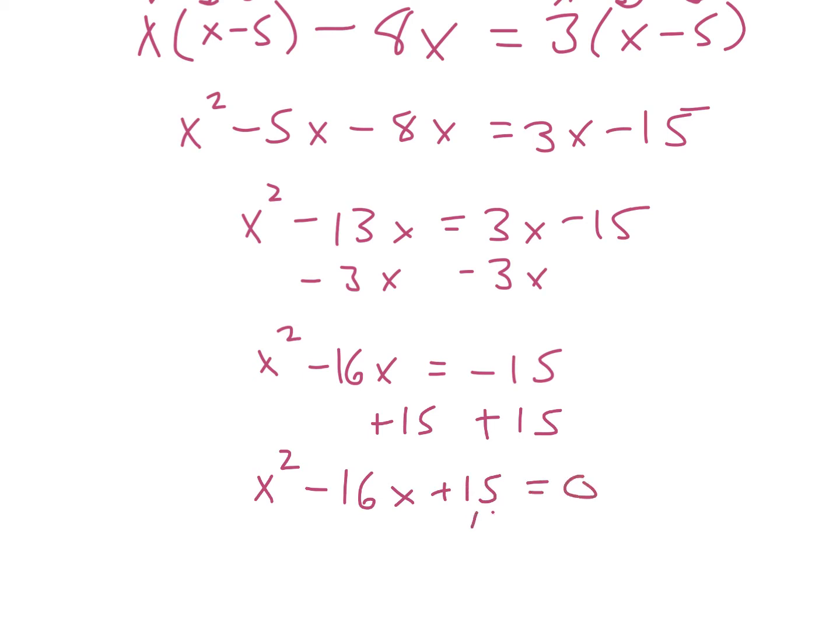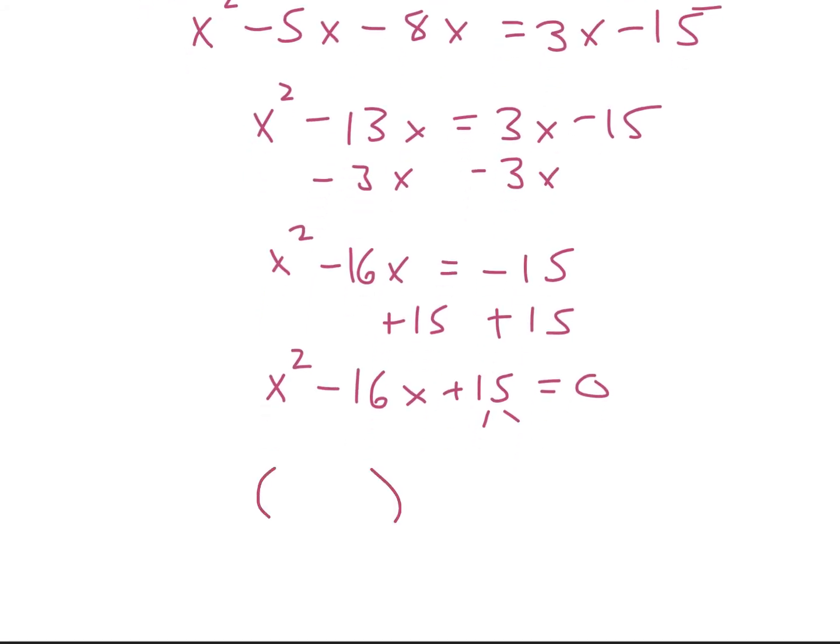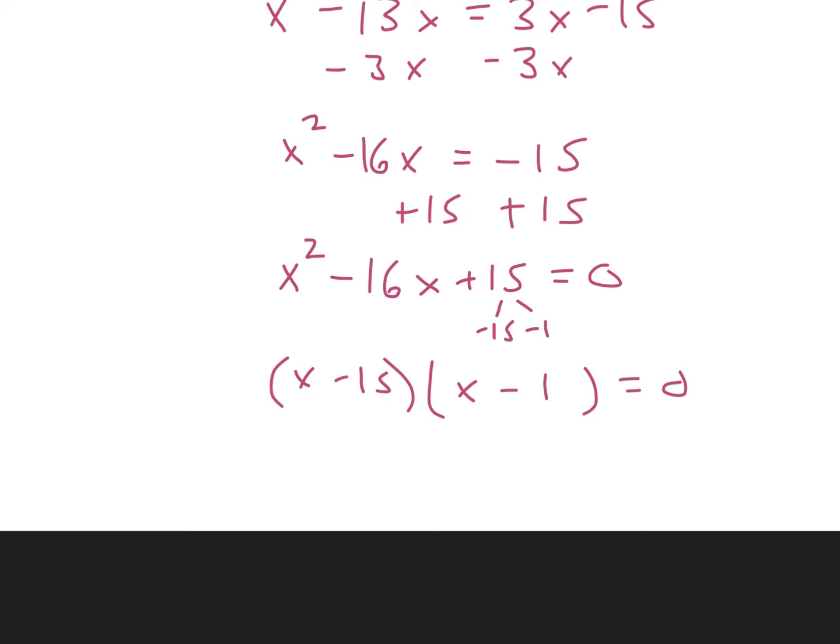So do I have two factors of 15 that add to negative 16? Negative 15 and negative 1. Perfect. So x minus 15, x minus 1. How do I solve? Equal them both to 0. So x minus 15 is equal to 0. x minus 1 is equal to 0. So what's x equal to? 15 and 1. Perfect.